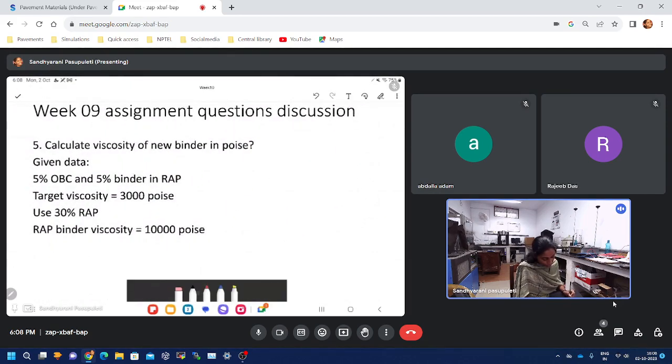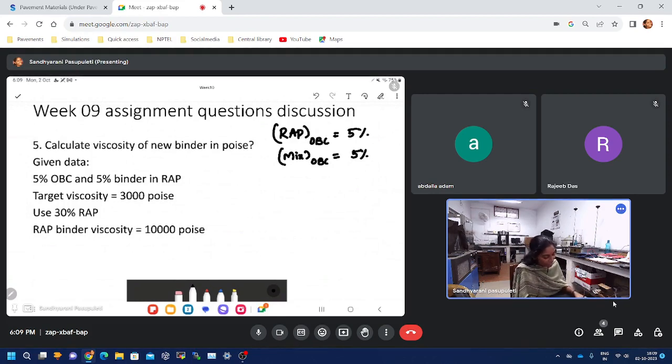See the fifth question. Calculate the viscosity of new binder in poise. The given data is 5% is the OBC and 5% is the binder in the RAP. So for the RAP, the OBC is given as 5%. And for the mixture, when I say mixture, it is a combination of RAP plus new binder. So the OBC is 5% again. Target viscosity is 3000 poise.